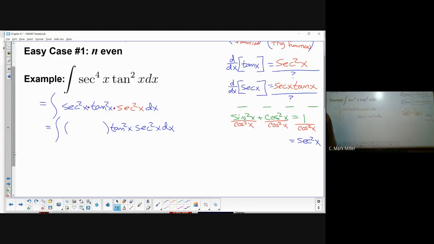Why did I pick cosine squared? Because 1 over cosine squared is secant squared, and secant squared is what I need to substitute for. That's why I picked cosine. So sine squared over cosine squared is tangent squared. Cosine squared over cosine squared is 1. Secant squared is 1 plus tangent squared.